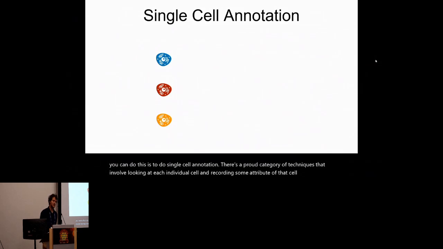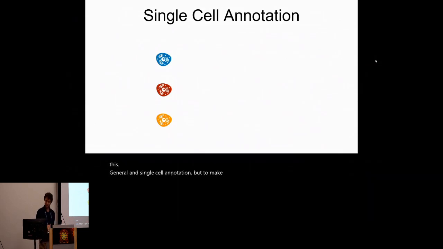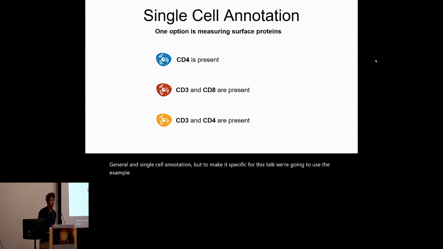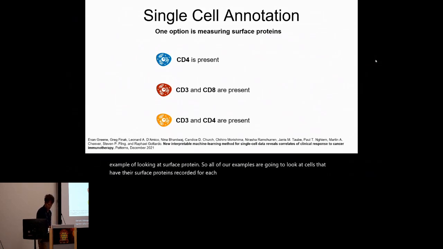And the visualization techniques that I'm going to be talking about today really applies broadly to this general single cell annotation. But to make it specific for this talk, we're going to use the example of looking at surface proteins. So all of our examples are going to look at cells that have their surface proteins recorded for each cell. And I'm not going to talk about how we collect this data, but some of the founders of OZ have some nice literature on some of their techniques for doing this.